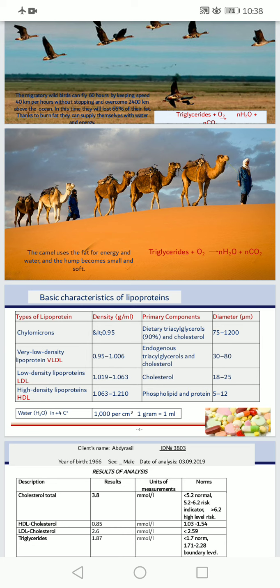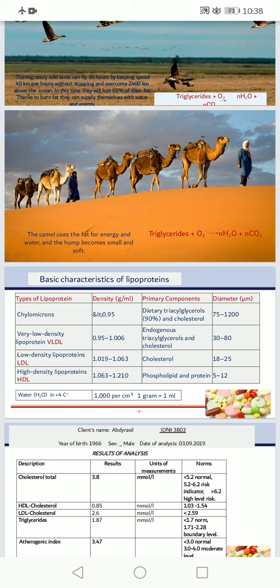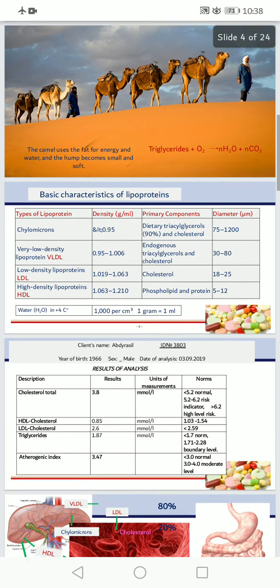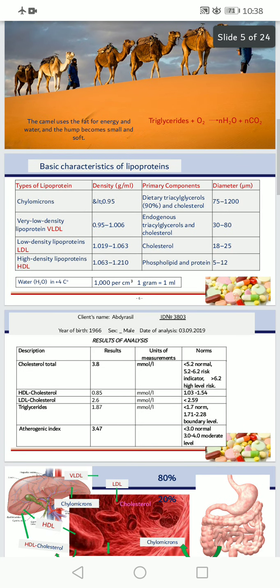VLDL is endogenous triglycerides and cholesterol, diameter is 30 to 80 micrometer. LDL primary component is cholesterol, diameter is 18 to 25 micrometer. HDL primary components are phospholipids and proteins, and diameter is 5 to 12 micrometer. Okay, next the table comes to the result of analysis. And what are these results? These results are the analysis of VLDL, HDL and LDL. And I will talk about the chylomicrons, VLDL, LDL and HDL.